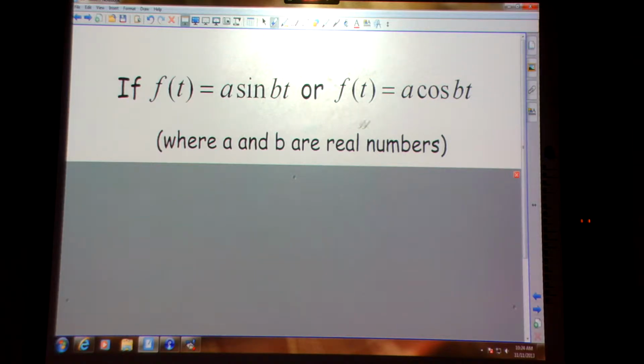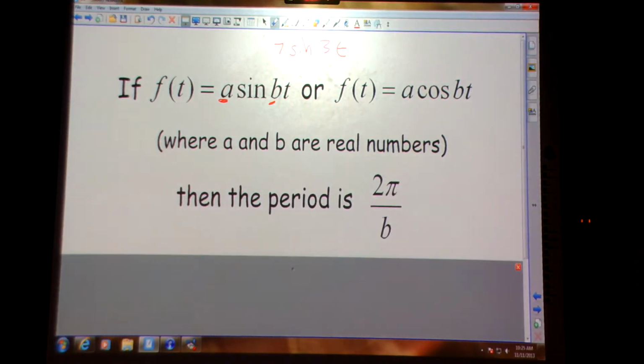Now, a and b are real numbers. So these two, a and b, are just numbers. So for instance, 7 sine 3t. This is in that form because I just plugged in numbers for a and b. Either function is a sine bt or a cosine bt. I can look at that function right away and I can know its period and its amplitude.